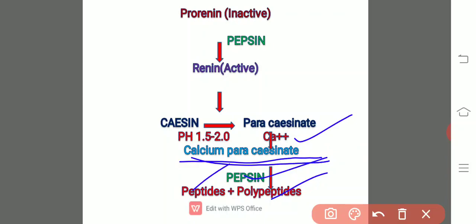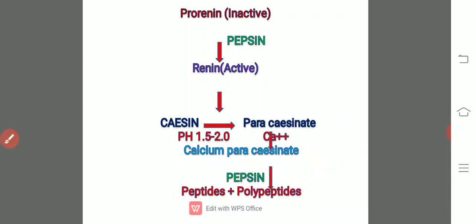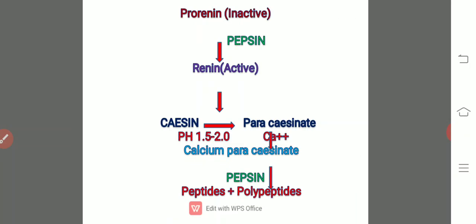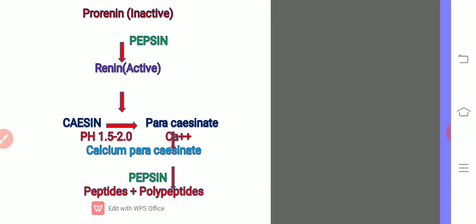So, the pepsinogen gets activated into pepsin, and this pepsin digests the proteins into polypeptides. Prorenin is in the inactive state; pepsin activates the prorenin to renin. This renin digests the casein to paracaseinate. Paracaseinate gets converted to calcium paracaseinate in the presence of calcium ions, and finally this calcium paracaseinate gets digested by the pepsin again and forms the polypeptides. This is the digestion of proteins in the stomach.